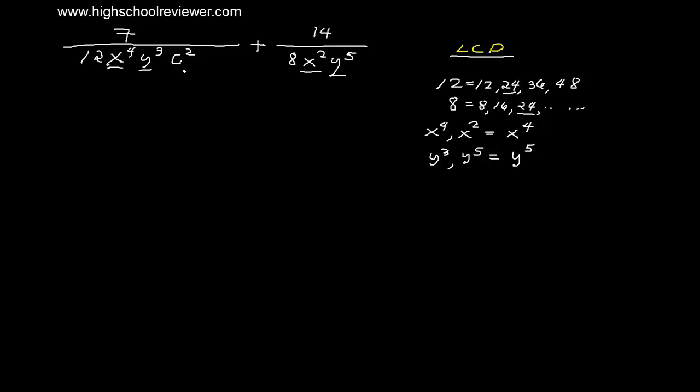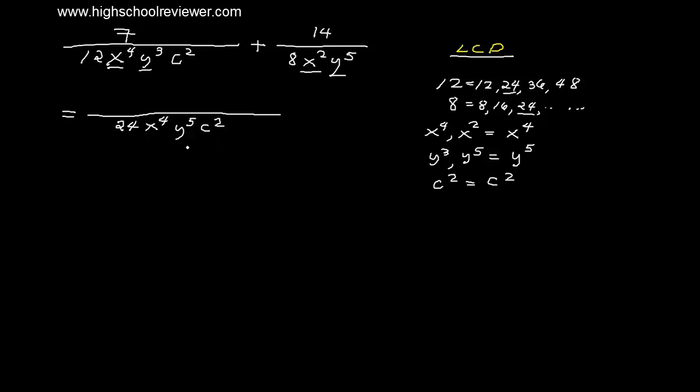And then we have here c raised to 2 without any pair, so automatically c raised to 2 will be the lowest common multiple. Now that we have the different lowest common multiples, we can use them for our lowest common denominator. So our LCD now will be 24, x raised to the power of 4, y raised to the power of 5, and c raised to 2.